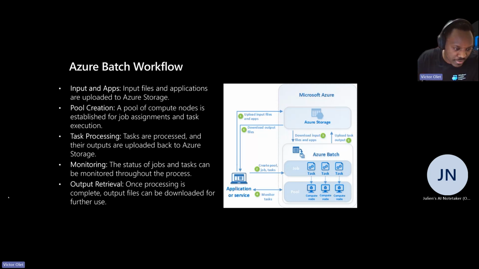So how it works is, if I just pick up the laser pointer here, you have your inputs, for example. Input could be files and applications. Those need to be uploaded to Azure Storage. From Azure Storage, you can create pools. Pools are compute nodes clustered together, and these nodes would do a certain task. You can see here, this pool is a pool of compute nodes. These jobs would be done on those compute nodes, and each of these jobs is a task.